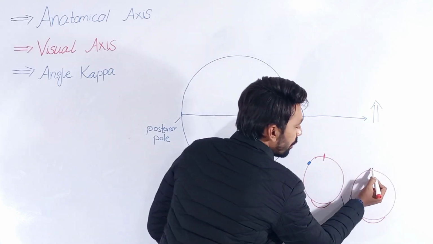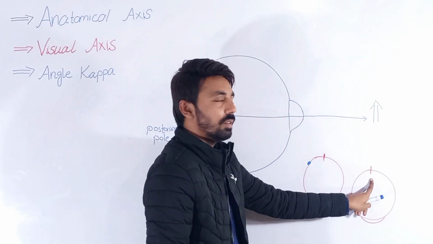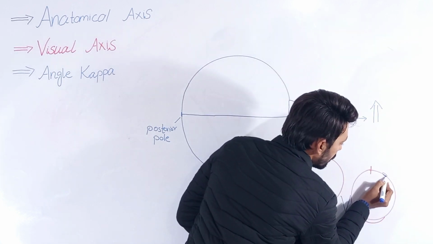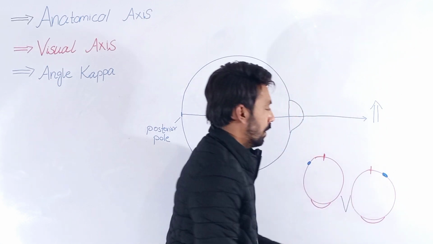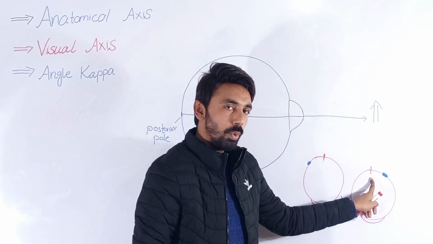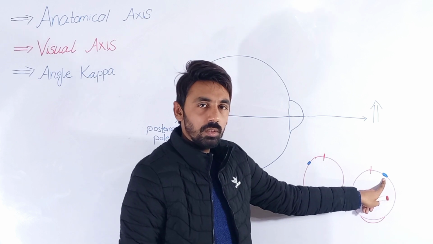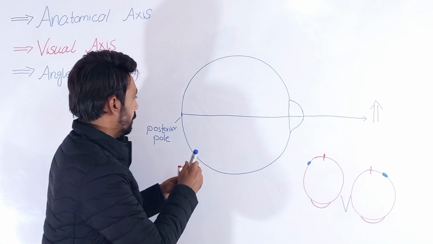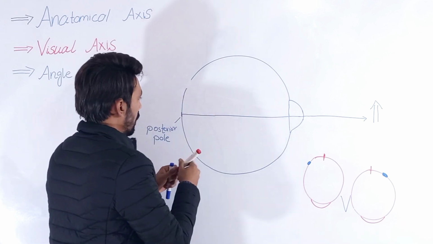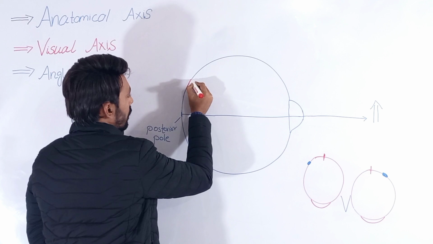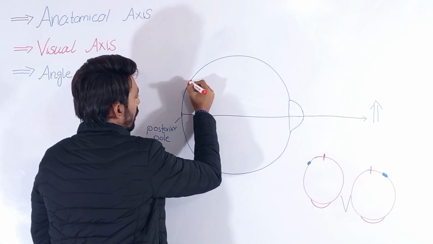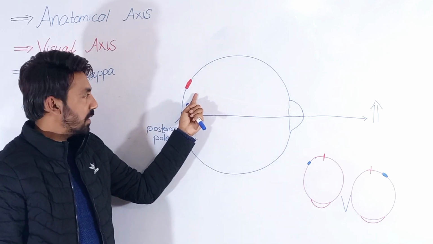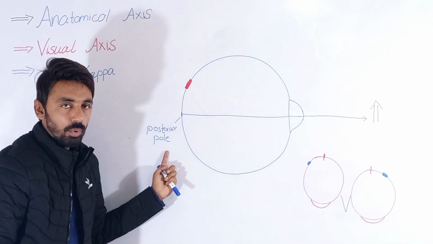And in this eye, this is the posterior pole of the eyeball, and slightly temporal to the posterior pole of the eyeball, this point is called the fovea centralis. So in this aspect of the eyeball, this reddish area is called the fovea centralis, and this is slightly temporal to the posterior pole of the eyeball.